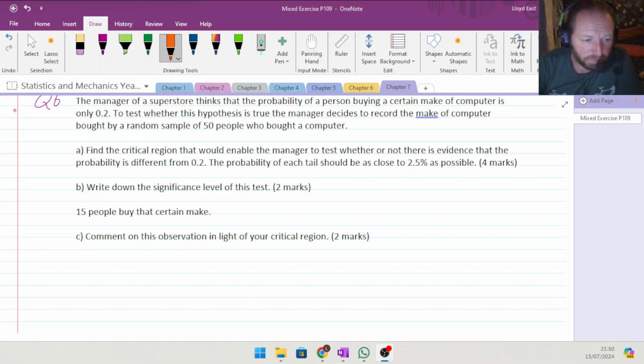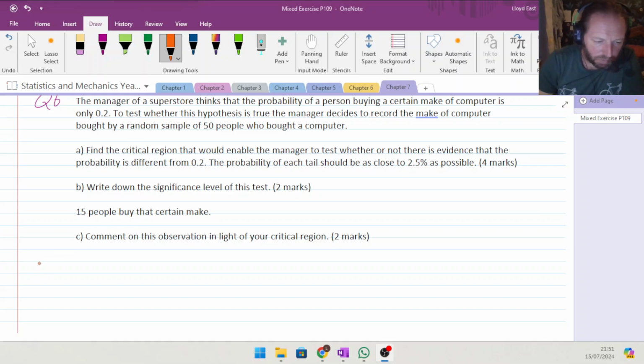Here we are, Statistics and Mechanics Year 1, Chapter 7, Mixed Exercise, Question 6. The manager of a superstore thinks the probability of a person buying a certain make of computer is only 0.2. To test whether this hypothesis is true, the manager decides to record the make of computer bought by a random sample of 50 people who bought a computer. Find the critical region that would enable the manager to test whether or not there is evidence that the probability is different from 0.2. The probability of each tail should be as close to 2.5% as possible.